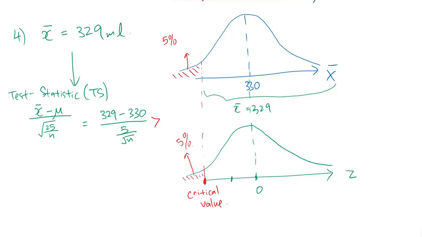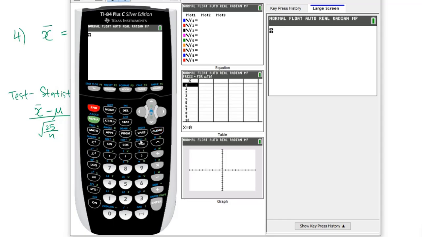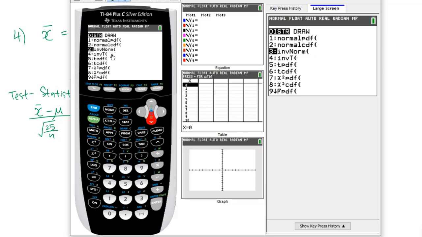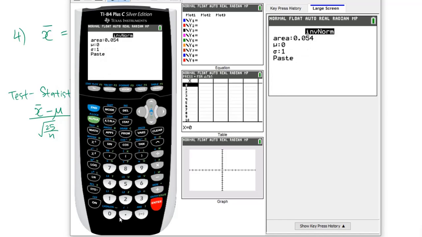So what I can do now is, because I know that this is a standard normal distribution, so it's just a normal distribution with mean 0, standard deviation 1, I can use my GC and type in inverse norm. Input my area, my area in this case is 5%, right? So 0.05. Let me just use the calculator now. So let me go to inverse norm. It should be under distribution, I think. And you go down to inverse norm, that one. So the area in this case is 0.05. The mean is 0, the standard deviation is 1. So we can paste, run.